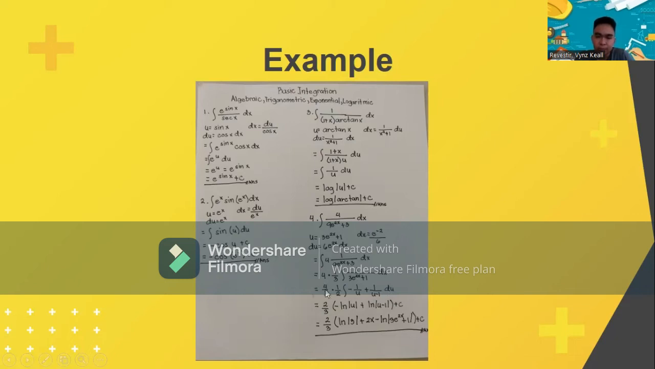Combine. 4/3 times 1/2 is equal to 2/3, just multiplying it across. So 2/3 times the quantity of negative ln u plus ln u minus 1 plus c. Substitute back u. So 2/3 times ln of 3e raised to 2x plus 1 minus ln of 3e raised to 2x plus 1 plus the constant c. And that's our final answer.